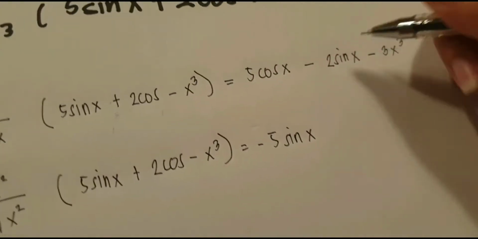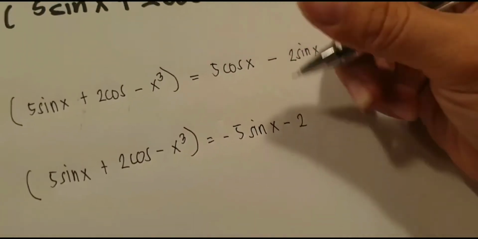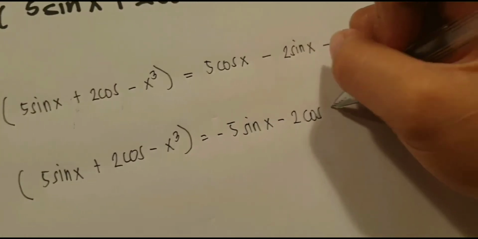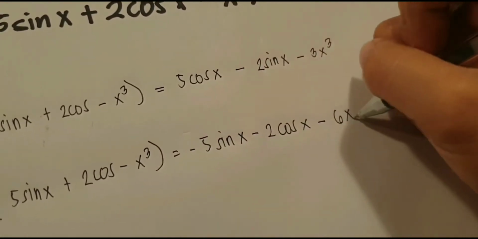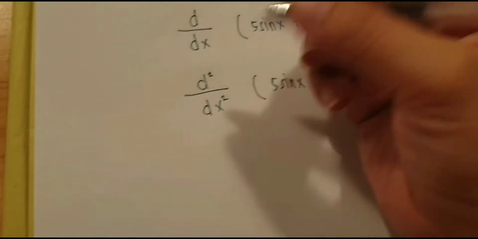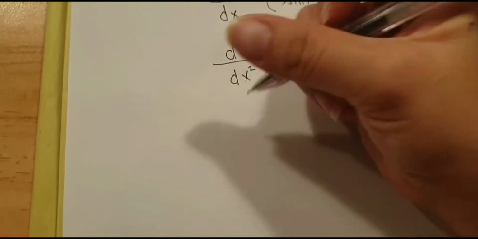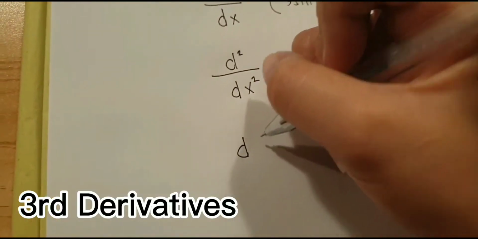Then for the negative 2 sine x is negative 2 cosine x. Then for the negative 3x cubed is negative 6x. So we are done computing for the second derivatives. Now let's continue to the third derivatives.